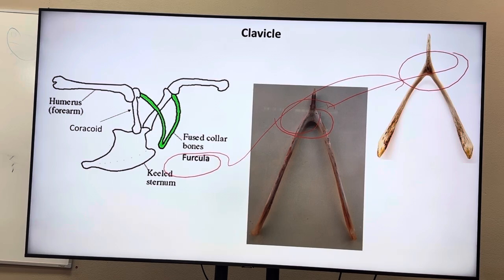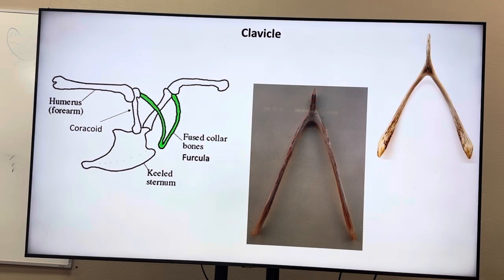So what is another name for furcula? Yeah, wishbone. Why is it called wishbone? Because you make a wish on it when you snap it. Yeah, you snap it in half.